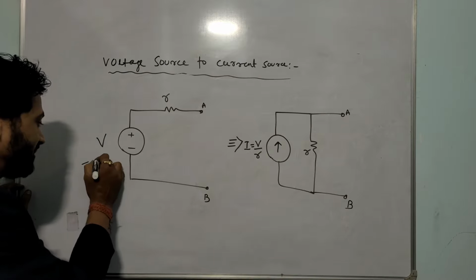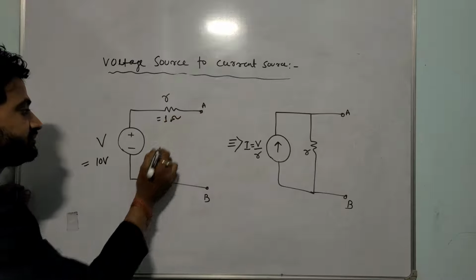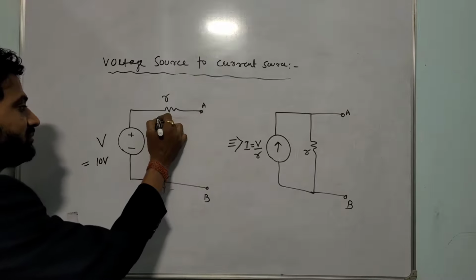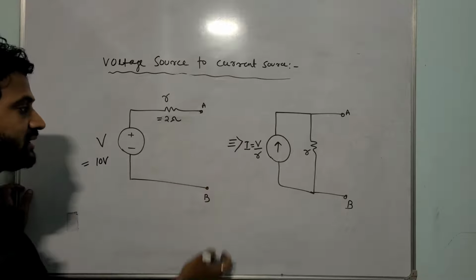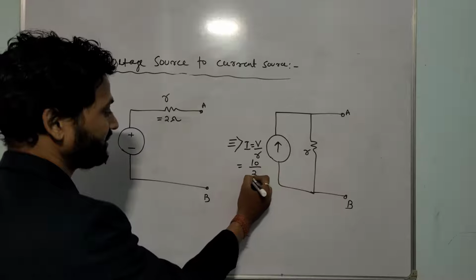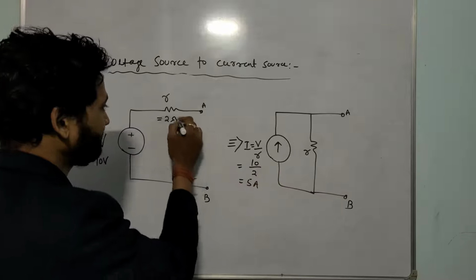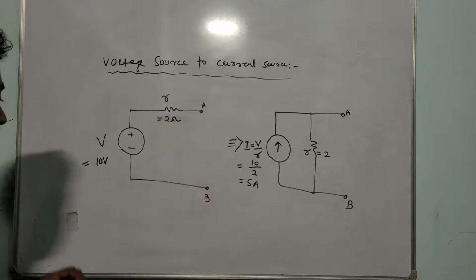Make an example, देखो. Let voltage be 10 volt and the resistance let it be 2 ohm. Can you tell me what is the magnitude of current in the current source? It is V upon R. V कितना है? 10. 10 by 2 is 5 ampere. And what about its resistance? Resistance is 2 ohm.